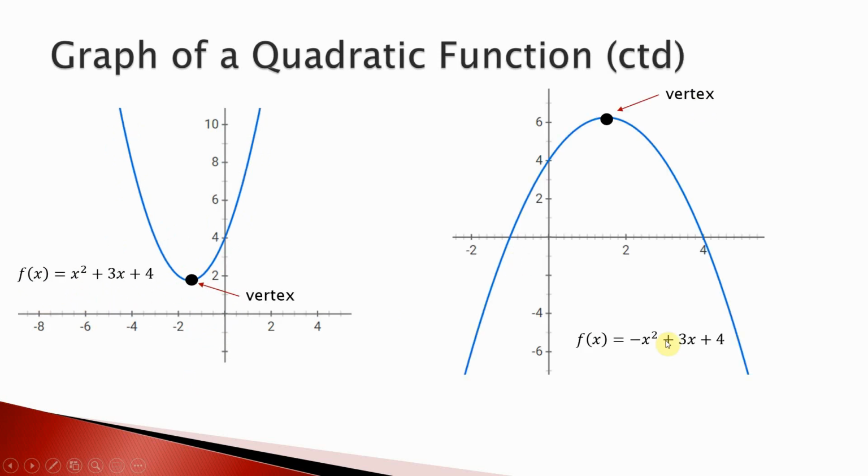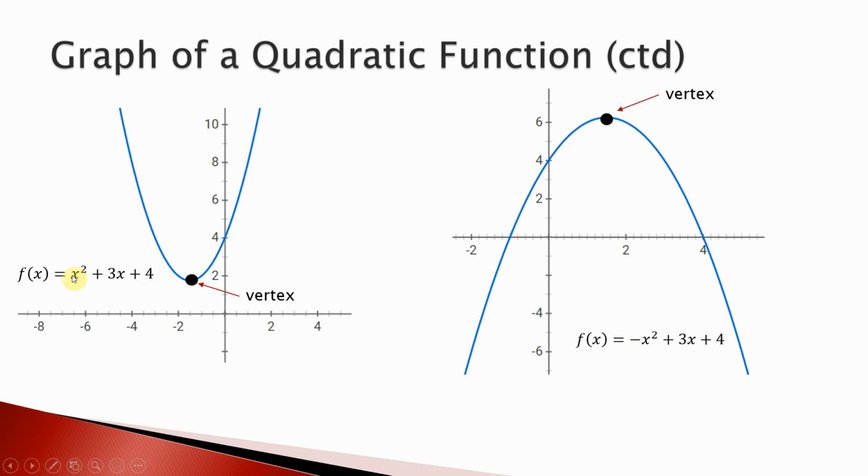Now this function is a bit different. So this has f of x equals negative x squared. So a is negative, so it opens downward. Here a was positive, so it opened upward. So if it's negative, then it opens downward, and it has a maximum value.